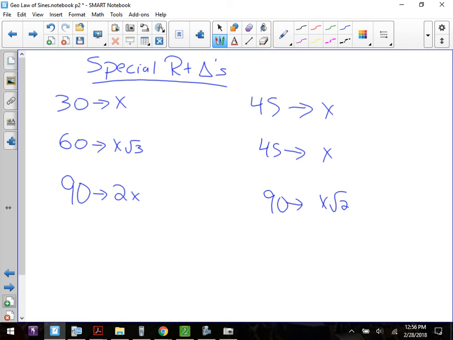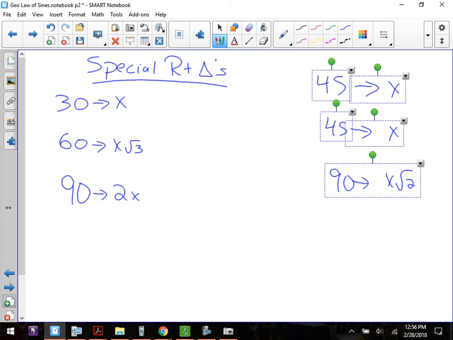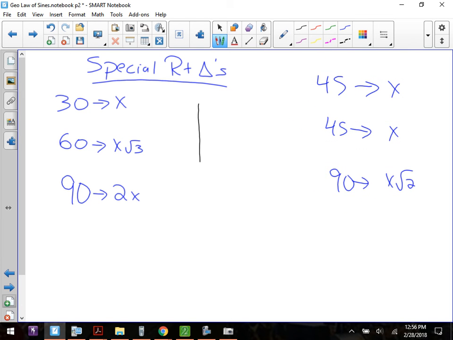For example, if I have a 30, 60, 90 triangle, and let's just say we happen to be given the side across from the 90.